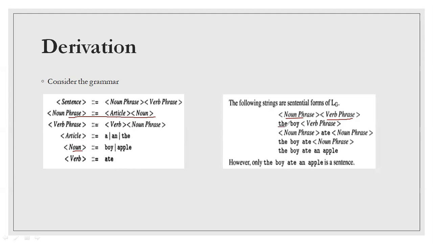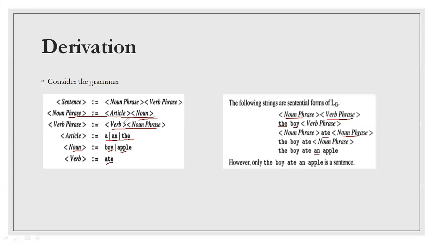Here the article used is the, and the noun used is either boy or apple. Here the noun used is boy. Now, what is verb phrase? Verb phrase is verb and noun phrase. What is the verb? Verb is ate. So verb phrase is ate, and what is remaining is the noun phrase. What is there at the noun phrase? Again article and noun. What is the article? Article is either a or the. So here, for the noun phrase, an is used.